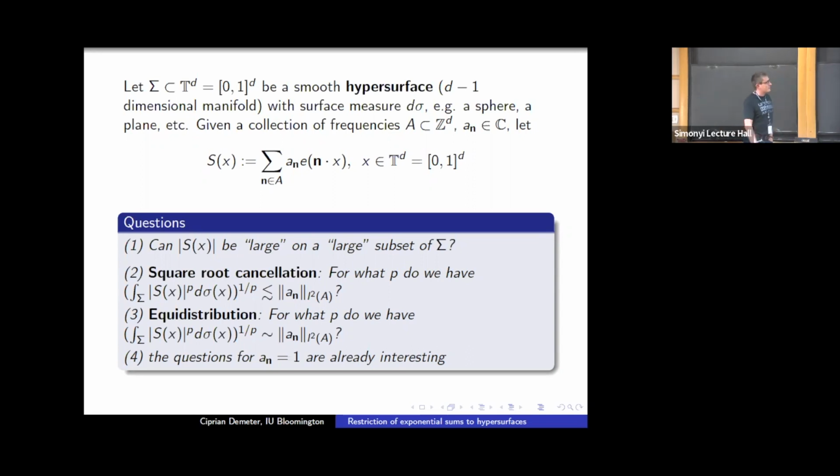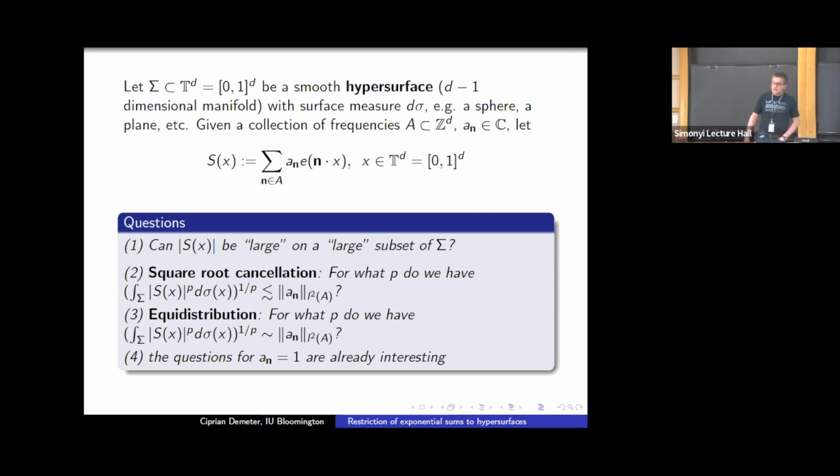Consistently captures the large size of S of x. Do you have square root cancellation? This is a global statement. Well, global in the sense that you integrate, but only on the manifold. Square root cancellation means that the LP norm is still comparable or less than or equal in this case to the L2 norm. Equidistribution in my language would be the case when they're equivalent.